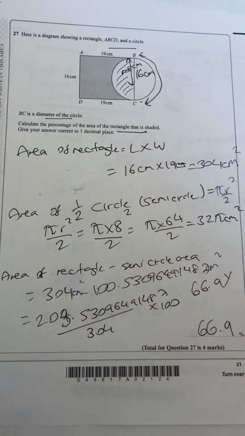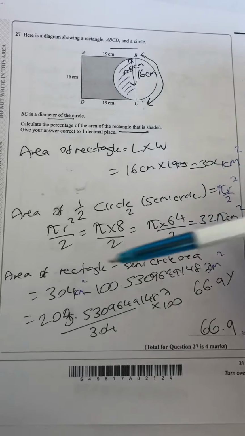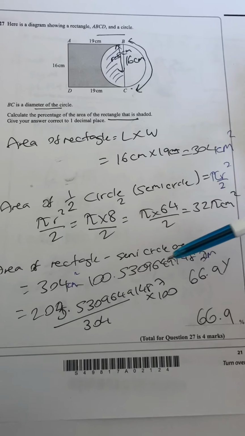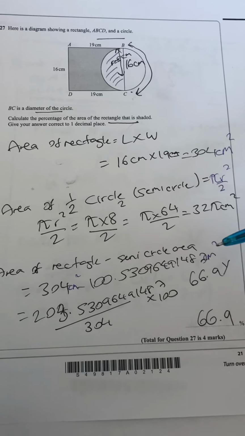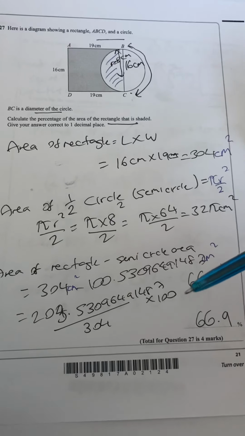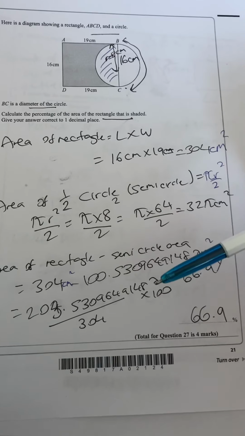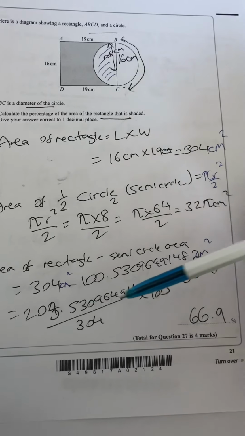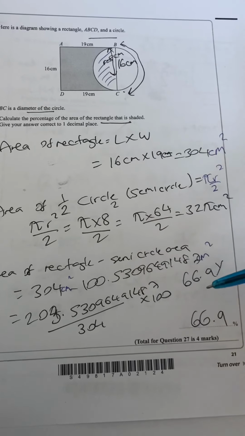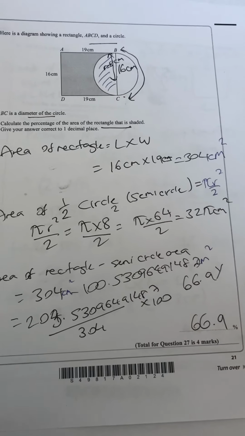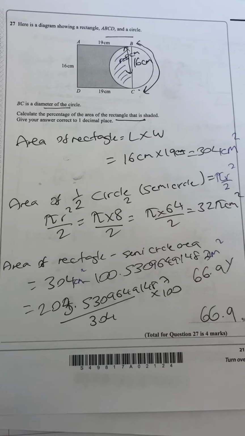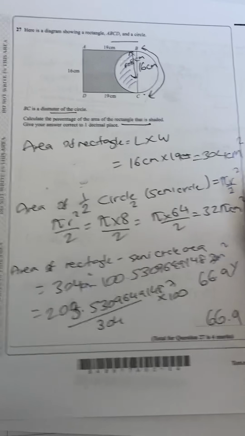Sorry, guys. I then do 304 minus the 100.5309649148 and I get an answer of 203.530964918147, divided by the original amount, which is the area of the rectangle, 304, times by 100, and I get 66.9 to 1dp, guys. So that is my answer to question number 27.